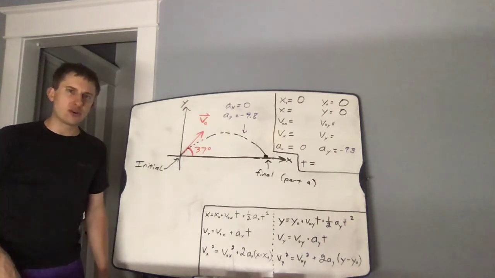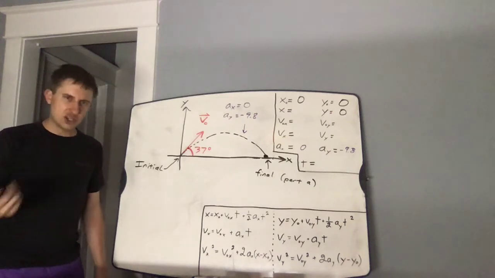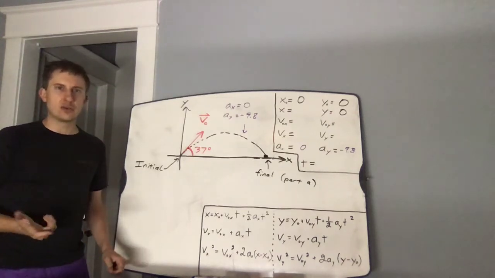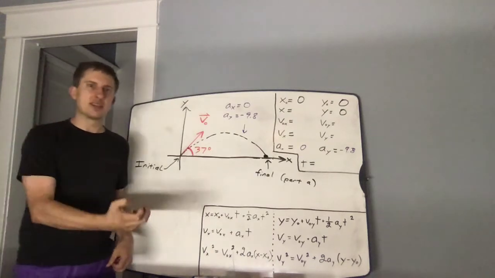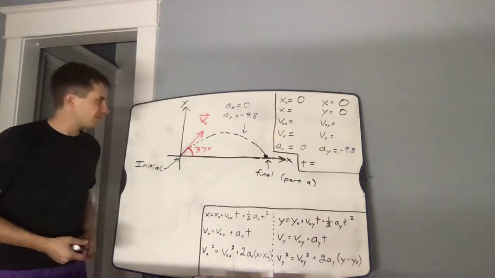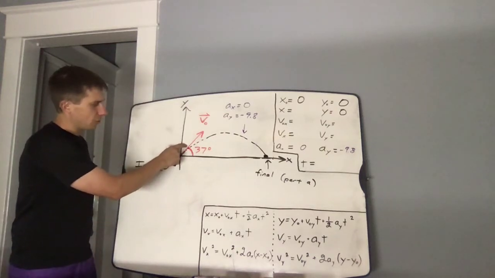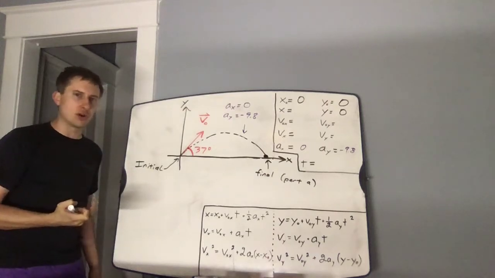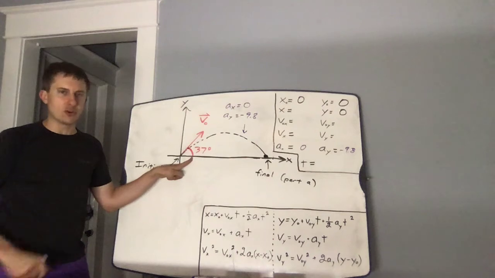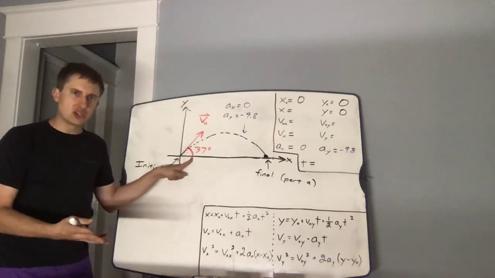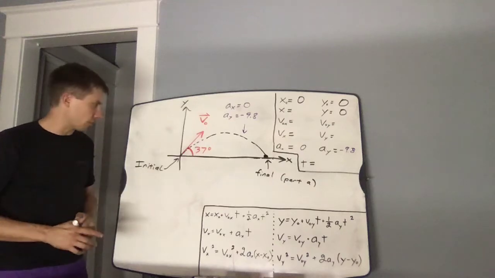I said before that the initial velocity is a vector. The initial velocity has a magnitude of 25 meters per second. Speed is the magnitude of the velocity vector. So the initial velocity, this vector I drew in red right here, has a magnitude of 25 and is directed 37 degrees above the horizontal. If I give you a magnitude and an angle, you have enough information to find the components of that vector.